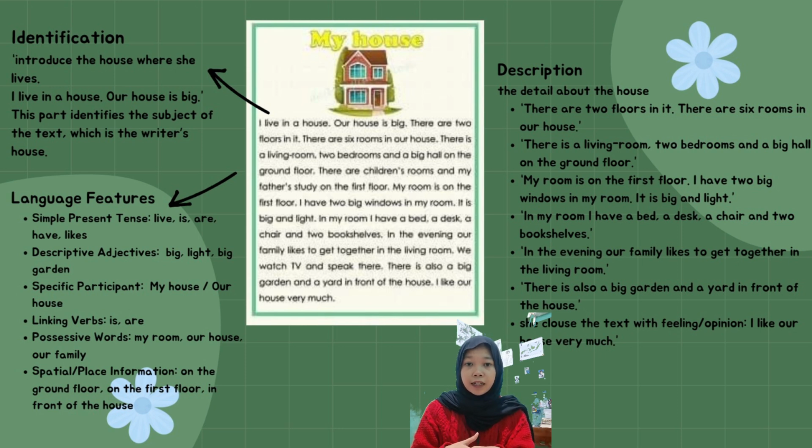Then second, or last, there is description, details about the house. First, she mentioned there are 2 floors, there are 6 rooms in our house. She mentioned a living room, 2 bedrooms, and a big hall on the front floor. The sentences talk about my room on the first floor. I have 2 big windows in my room. It is big and light. In my room, I have a bed, a desk, a chair, and 2 bookshelves. So this explains that she talked about specific items, rooms, and floors of the house, about the outer house.